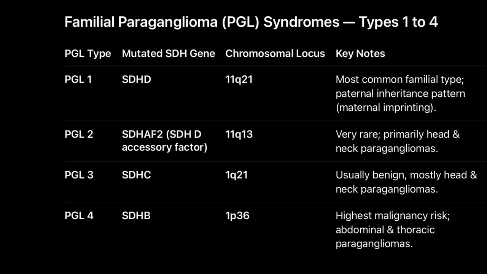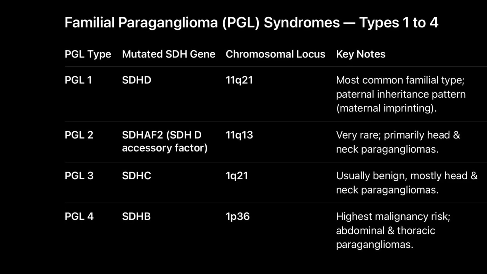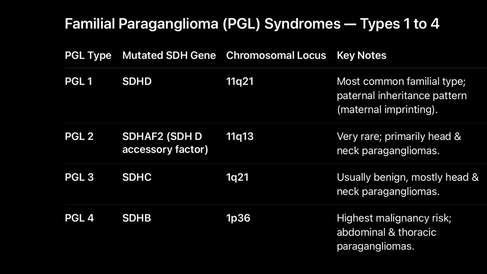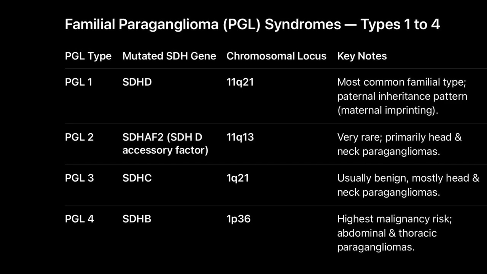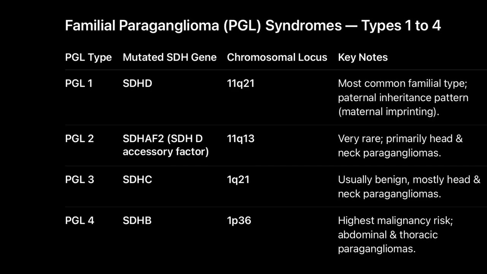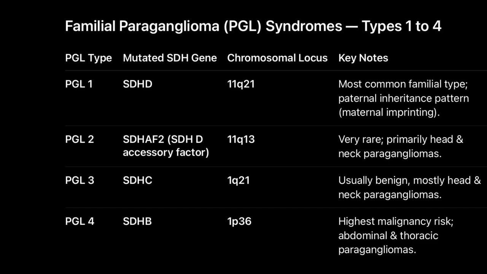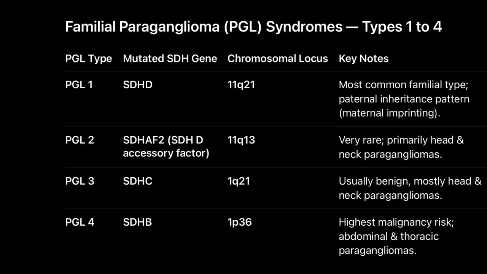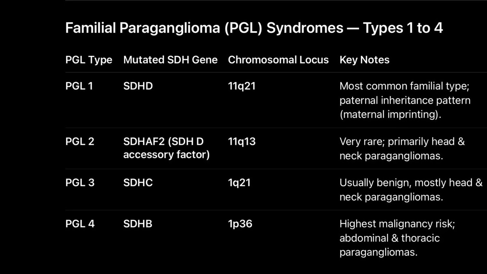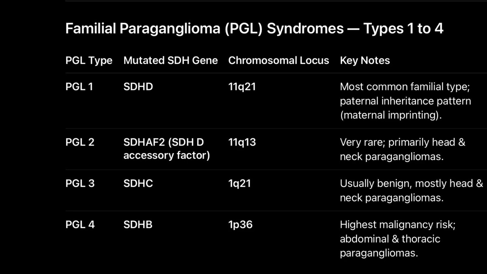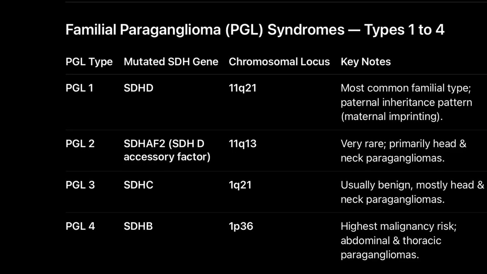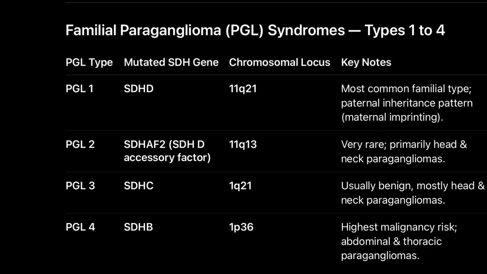If you compare the key notes about these, type 1 leads to the most common familial type with a paternal inheritance pattern. Type 2 is very rare and primarily leads to head and neck paraganglioma. Type 3 is usually benign and mostly related to head and neck paraganglioma. And type 4 is highly malignant, and this type 4 is leading to the most malignant form of paraganglioma. So the most striking clinical feature of type 4 is the highest percentage of malignant pheochromocytomas, and that in the head and neck region.